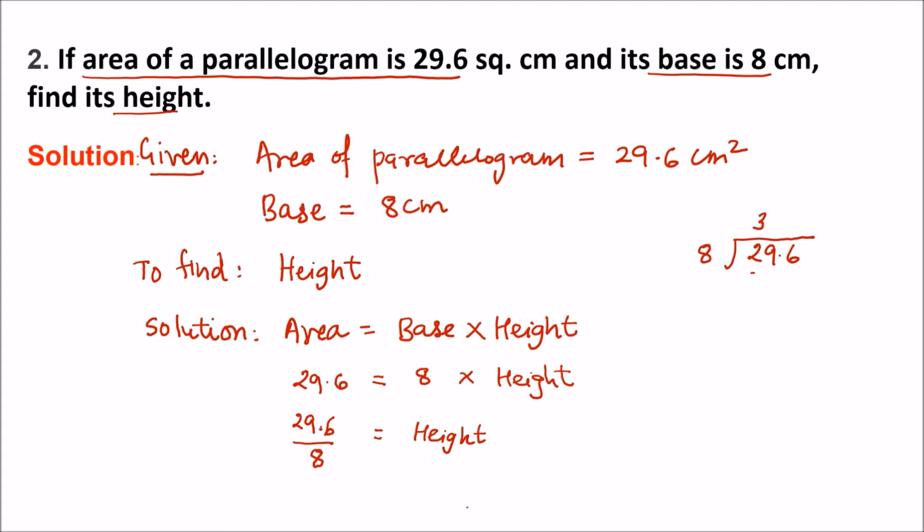So 8 3s is 24, correct? 29 minus 24 gives us 5. Now we have to copy the next digit, that is 6, but before the digit 6 there is a decimal, so we need to put a decimal in the quotient, and we'll take down 6. 8 7s is 56. So if you divide 29.6 by 8, you'll get 3.7 centimeter. So the height of the parallelogram is 3.7 centimeter.